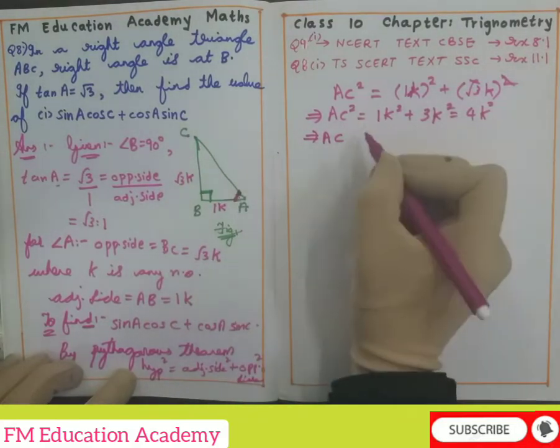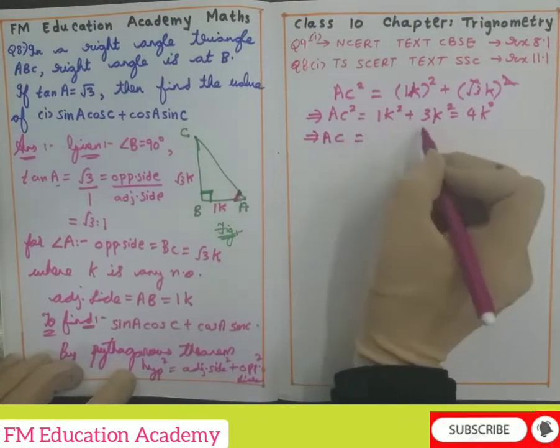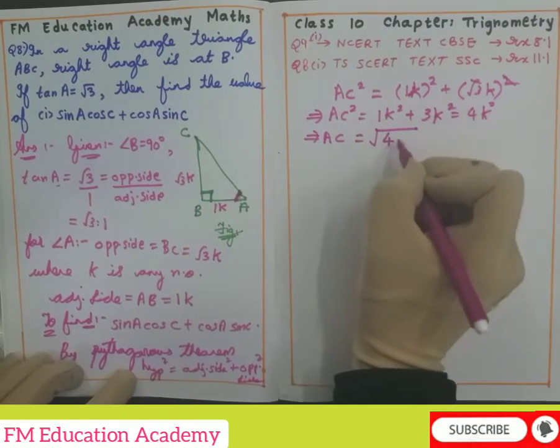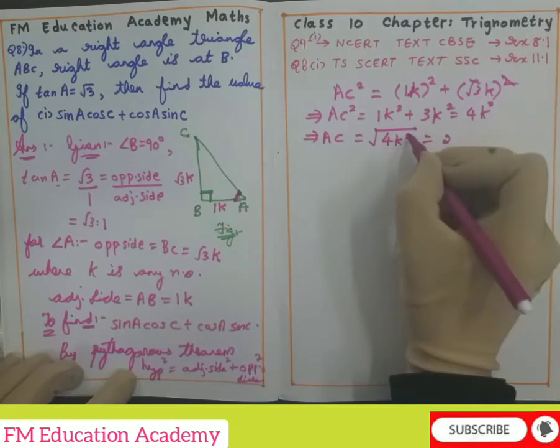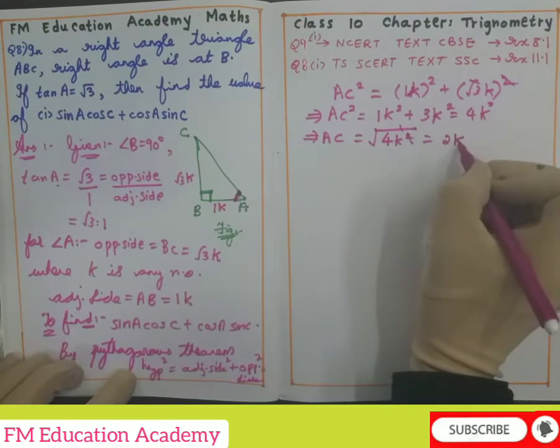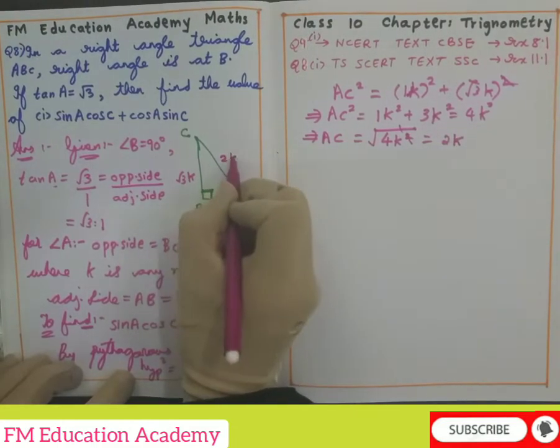The hypotenuse I need. So AC is equal to, the square will go to that side, so it becomes square root. So square root of 4k square means square root of 4 is 2 and square root of k square means square and root will get cancelled. I am left with 2. So I got the value of AC as 2k.